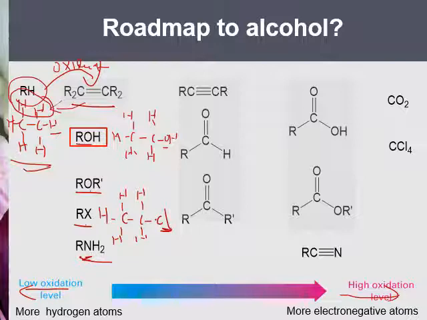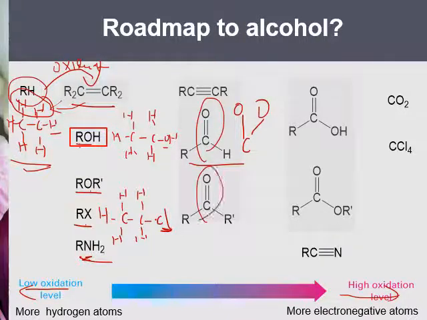Okay, now in aldehyde, you have a CO double bond. CO double bond can be thought of as carbon connected to two oxygens, because double bond means two bonds. And two oxygens is a higher oxidation level than one oxygen, alcohol. So aldehydes and ketones have the same oxidation level, and a higher oxidation level than alcohols, ethers, alkyl halides, amines.